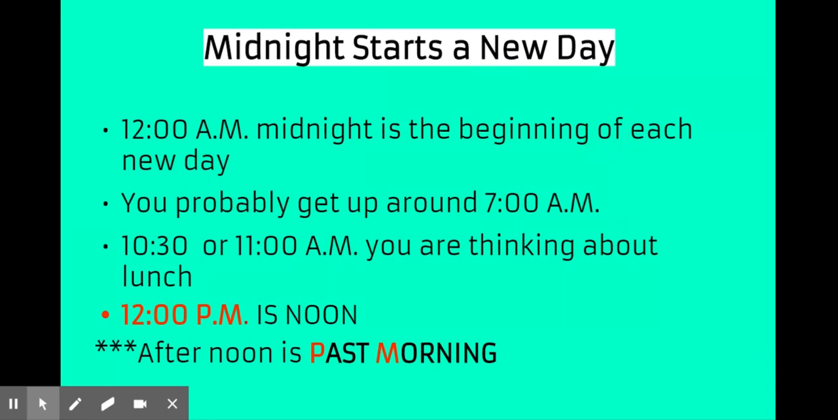Here are some more facts that we need to be familiar with. 12 a.m., midnight, is the beginning of a new day. Morning time is the time where you would get up, and afternoon or lunchtime would be around 10:30 or 11. 12 o'clock p.m. is noon. Another way to remember this is p.m. is past morning.